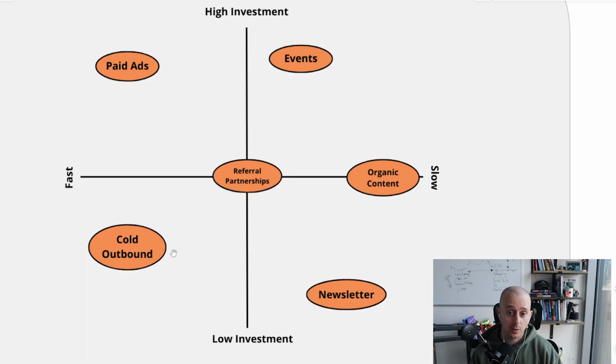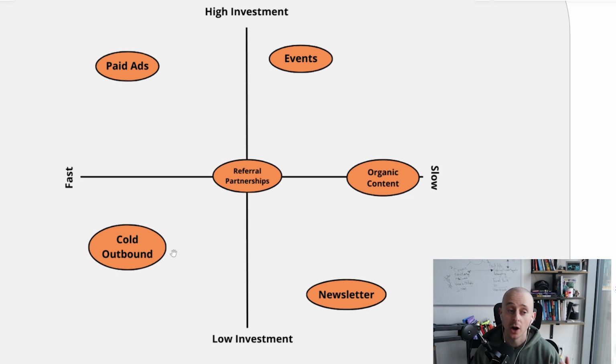We've done a ton of events as well, either hosting events or going to events, very high on the investment side, and can sometimes be a little bit slower because personally we don't pitch at our events or even pitch at the event that we're attending. Chances are there's going to be a little bit longer sales cycle involved with that. Organic content, super slow. Super slow, time intensive.